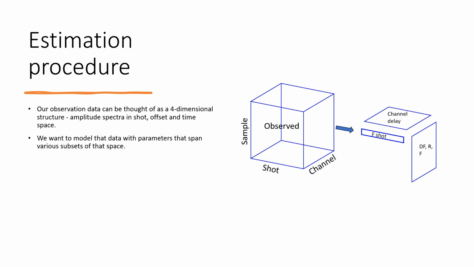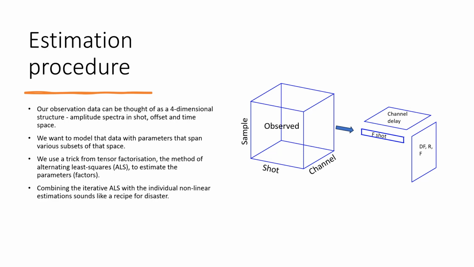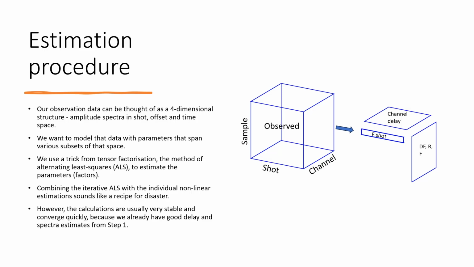So if any of you have ever looked at tensor factorization, you might be able to see where I'm going with this, because we end up using a trick from tensor factorization, which is the method of alternating least squares, in order to estimate the parameters. The difference here is that the parameters we're estimating have a non-linear effect on the observations. And so combining iterative ALS with the non-linear estimations might come off sounding like a recipe for disaster. But the calculation is actually usually very stable and converges quickly.